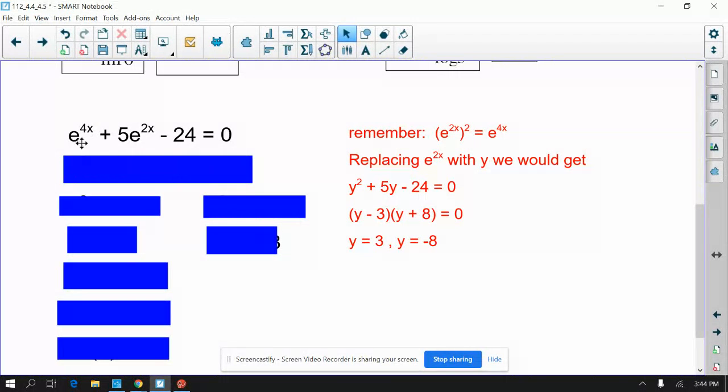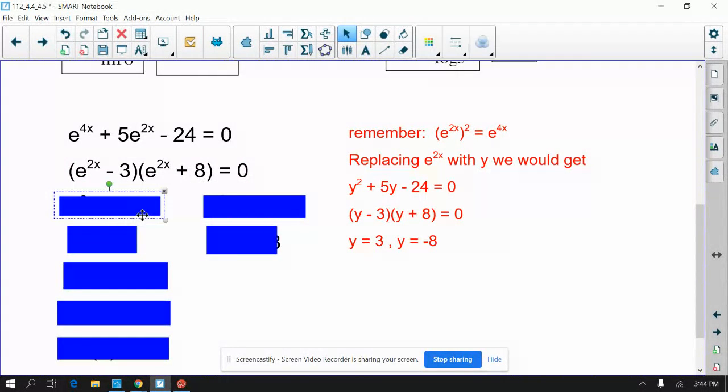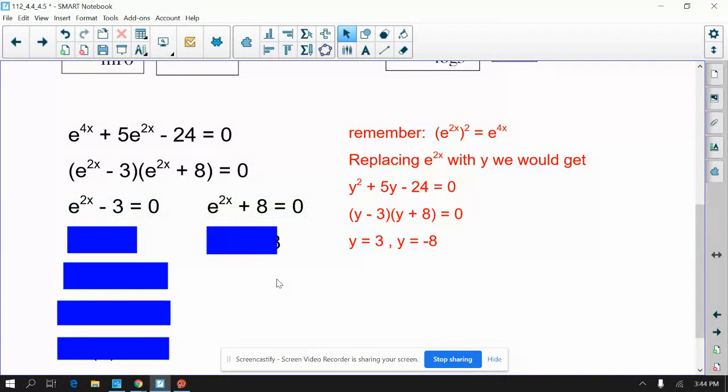We recognize that e to the 4x is the same thing as e to the 2x squared. And I get to factor it. e to the 2x minus 3 times e to the 2x plus 8. So that means e to the 2x minus 3 equals 0, and e to the 2x plus 8 equals 0. This means that e to the 2x equals 3. This means that e to the 2x equals negative 8.